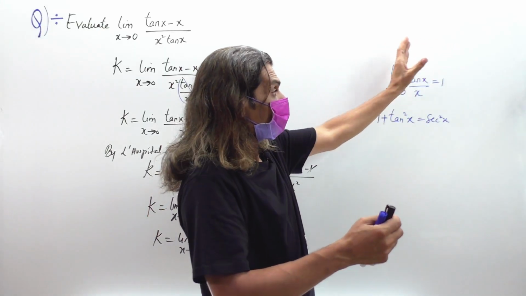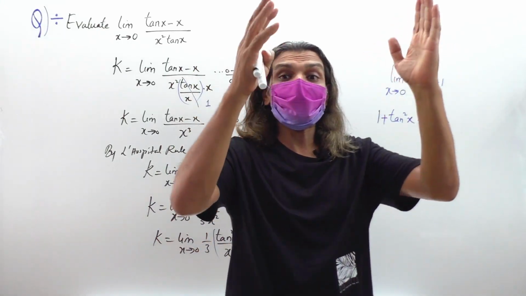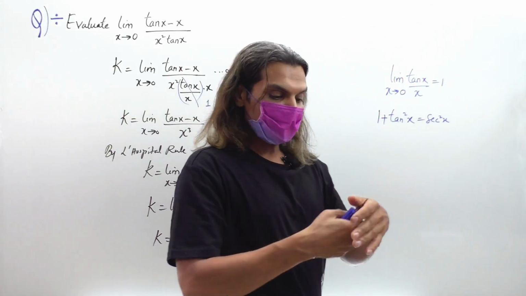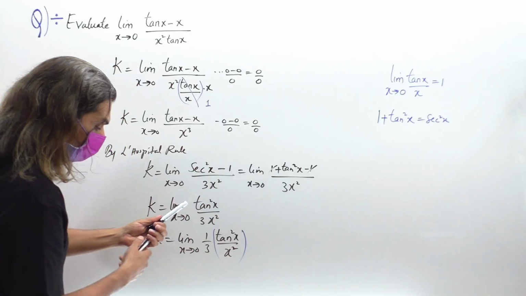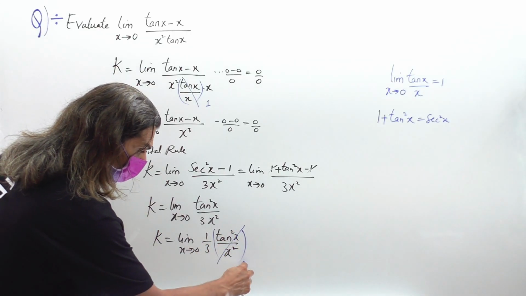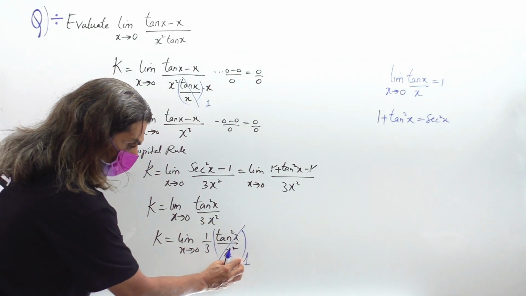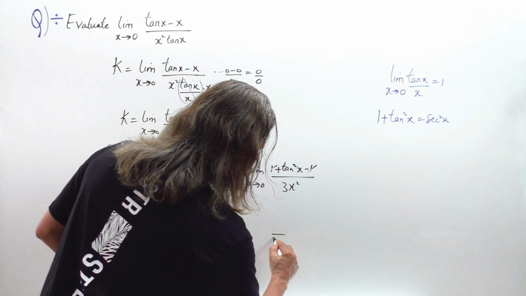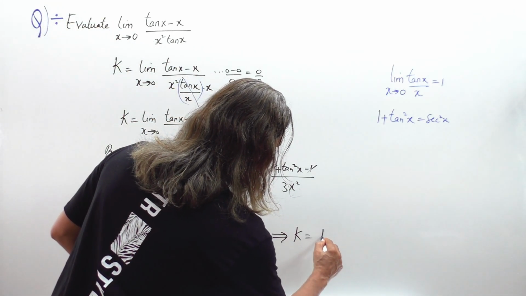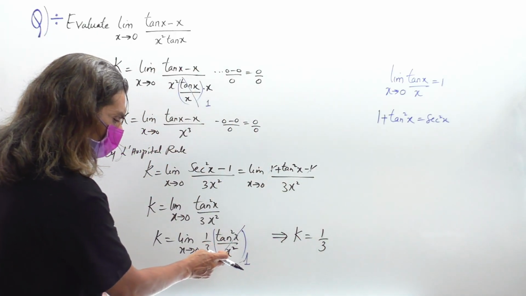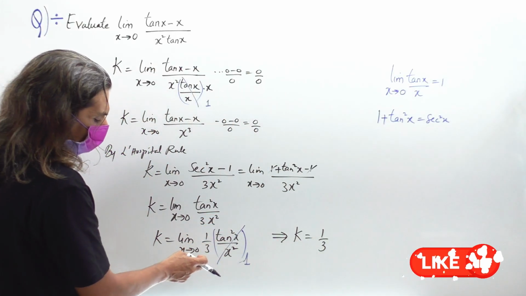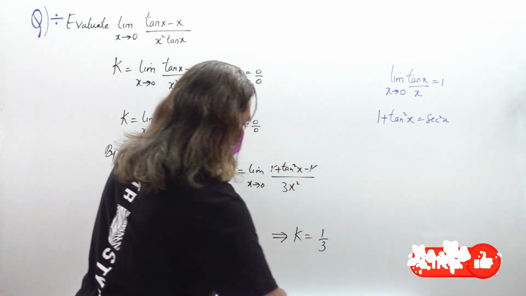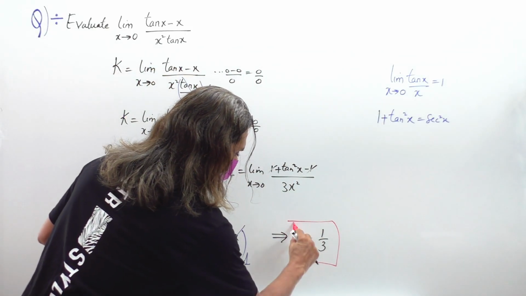Tan x by x, 2x by 2x, 3x by 3x, tan square x by x square, or tan cube x by x cube. Same. So here, tan square x by x square is also nothing but equal to what? 1, according to the limit. That's it. Therefore, k equals 1 by 3 into tan square x by x square as limit x tends to 0 is equal to 1. So, k is equal to nothing but 1 by 3. That's the answer for this question.